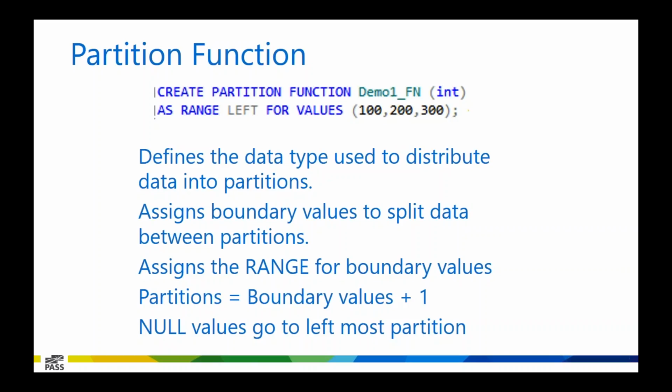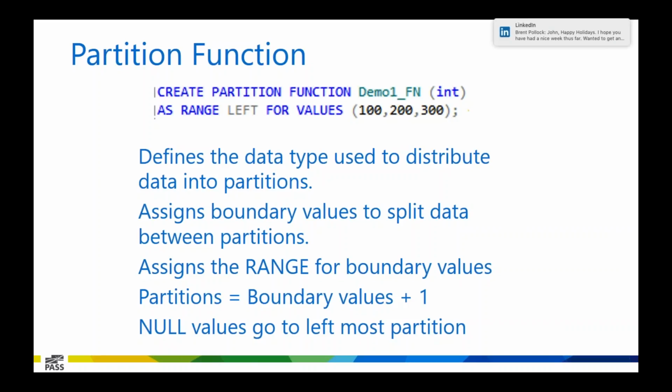So for example, for 100 being our first value, that means null and anything less than and including 100 would be in the first partition, because we're doing range left, and 100 then would be the last value in the left partition, which would be partition 1. Same thing for 200. So 101 to 200 would be partition 2.